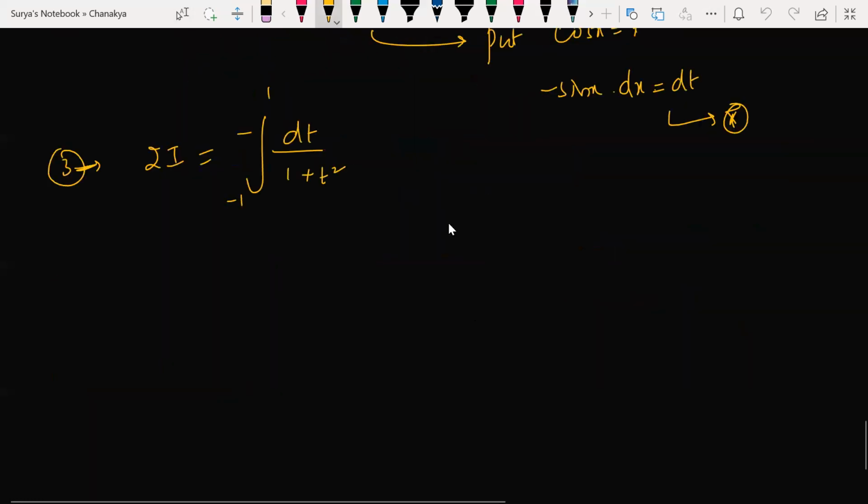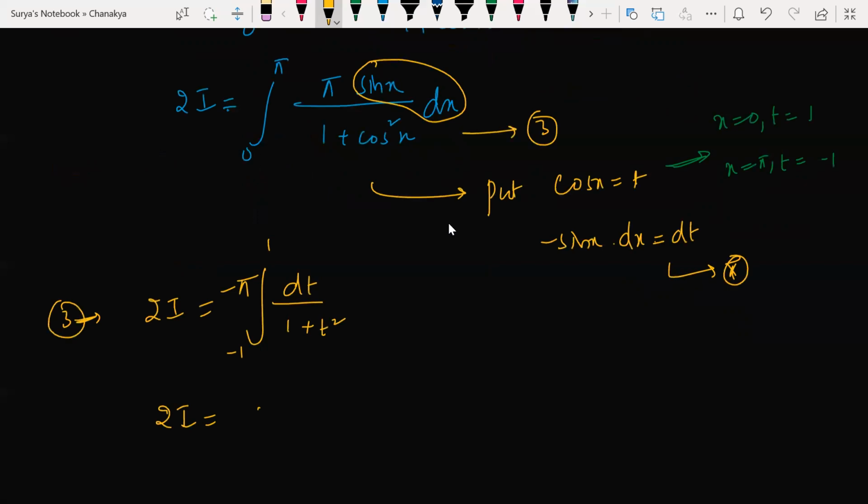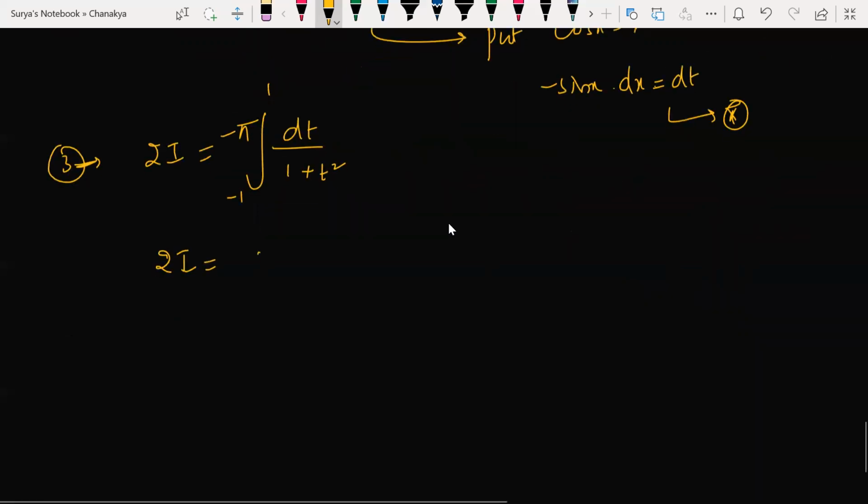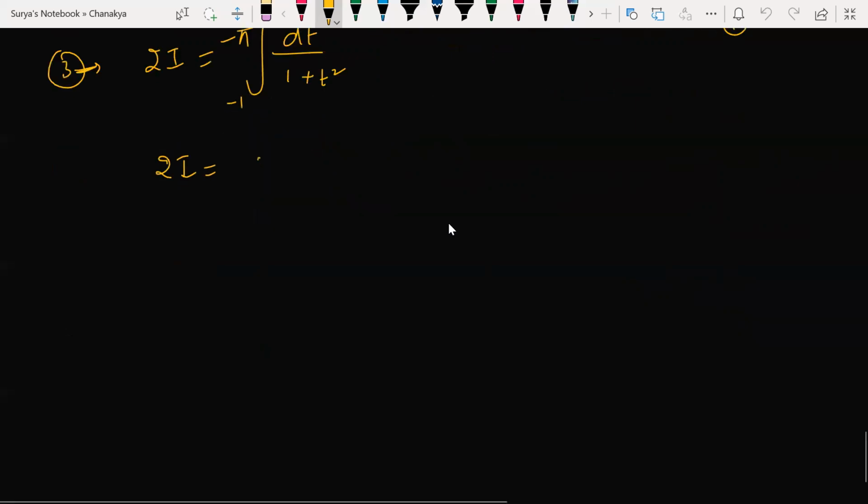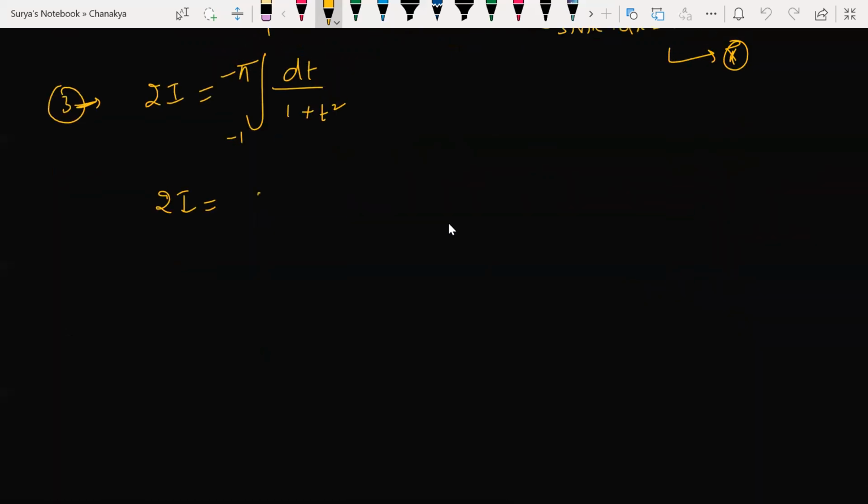Now 2I is equal to, we forgot the pi we have here, minus pi. Why? Because if you observe properly, this pi is a constant. Let me write it outside. Sin x into dx is minus dt, so that minus is included there. So minus pi, integral from minus 1 to 1. Basically, look at this: the integral of 1 by 1 plus t square is what? Tan inverse of t. Correct? Tan inverse of t formula, from minus 1 to 1.